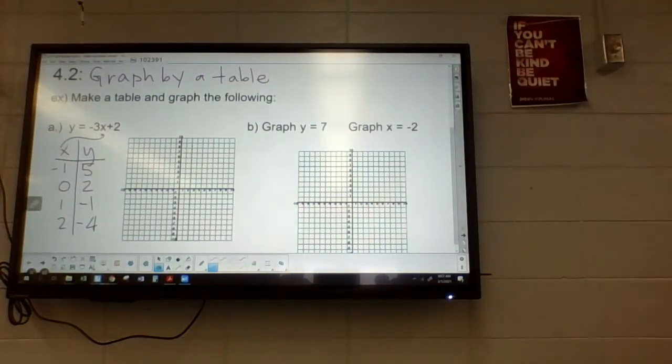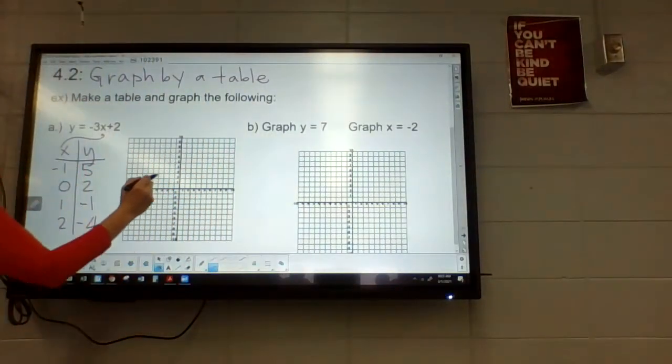Now we're ready to graph based off our table. Those all become coordinate points on our graph. So negative 1, 5.